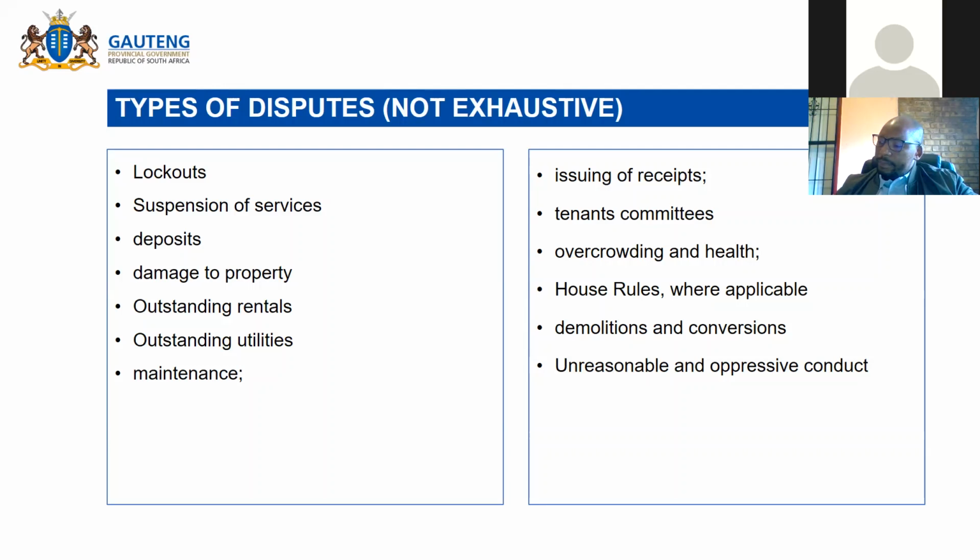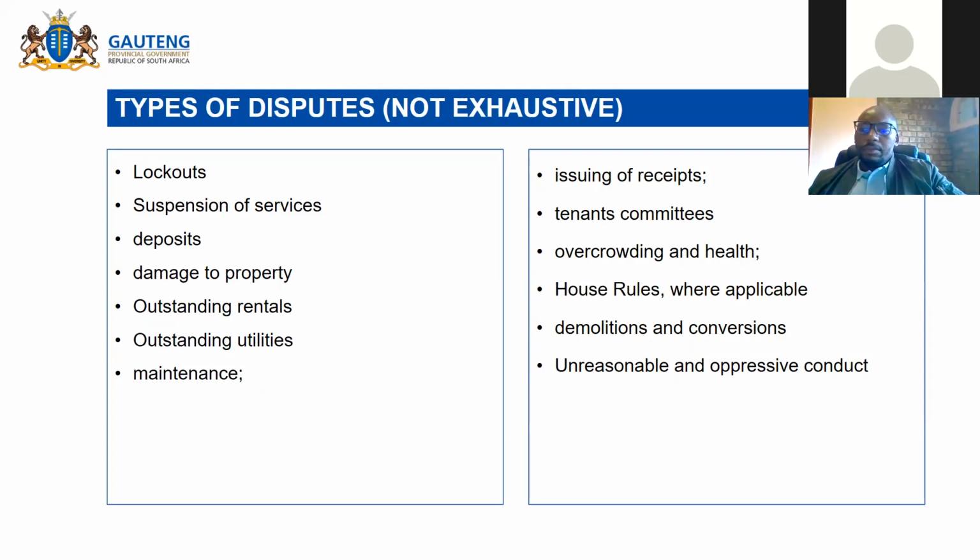So if we order, for example, Mr. Nkonzo, you're a tenant, you must pay 50,000 rent to your landlord because you're owing rental, that order assumes the status of an order of a magistrate's court. It's as if you've been to the magistrate's court, the landlord has been to the magistrate's court and obtained an order against you for 50,000 rand.